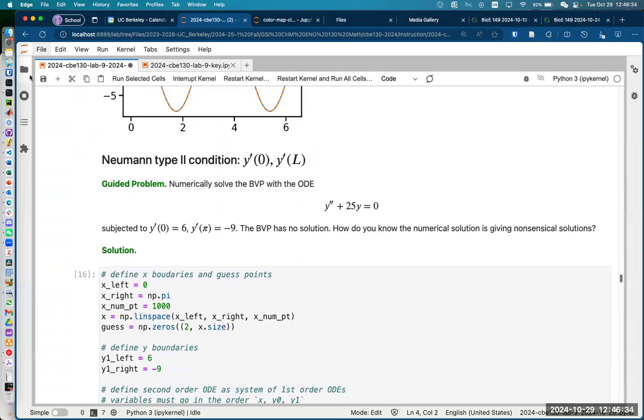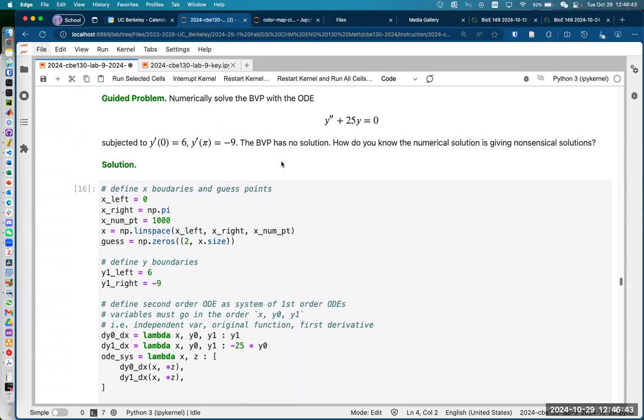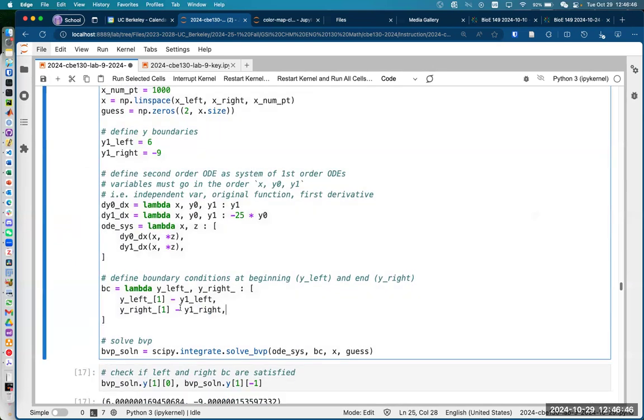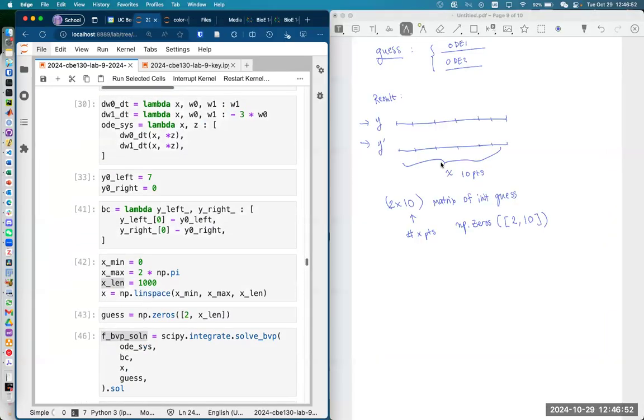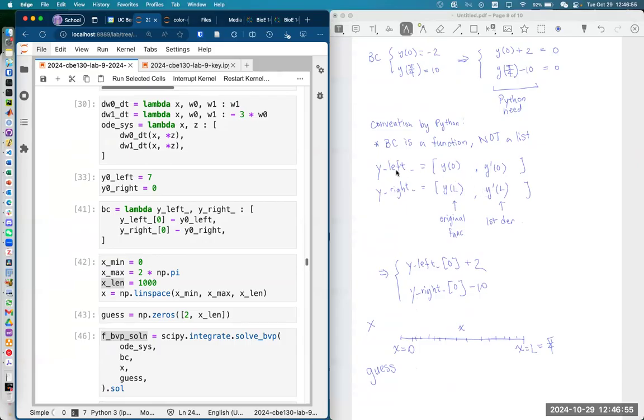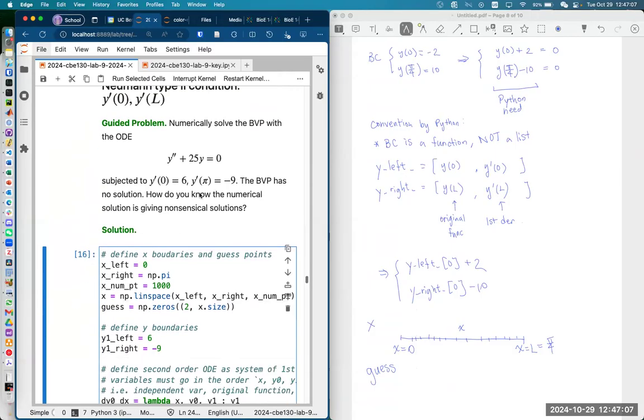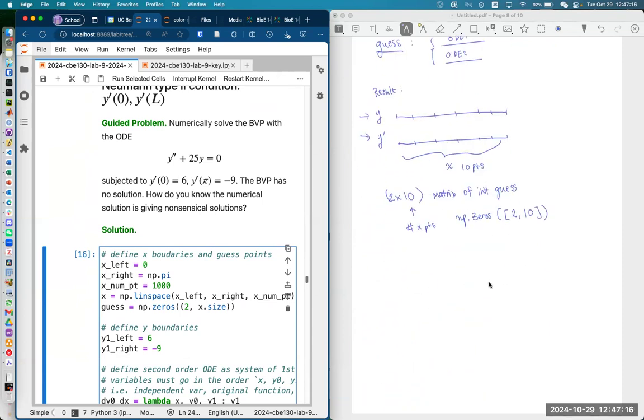Okay, then we can look at different types of boundary conditions. Here we have type 2 boundary condition where we have the first derivative at both ends. So everything else is the same, but the only thing different is the boundary condition that we define. So remember that we're defining the boundary condition in terms of y left and y right, and its second element, or the first index, is the first derivative. So whenever we have y prime of 0 equal to 6, this tells us it's y left of index 1.